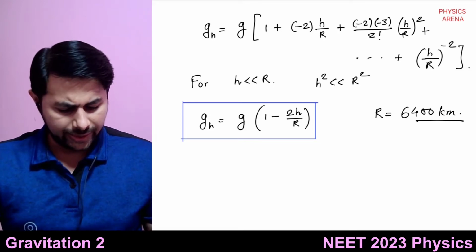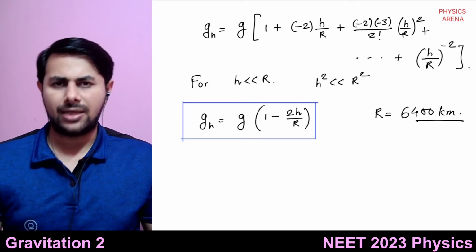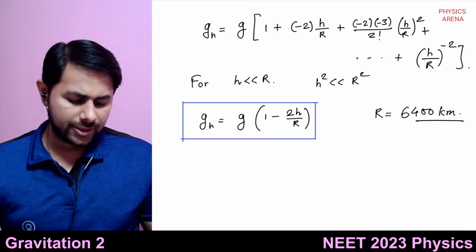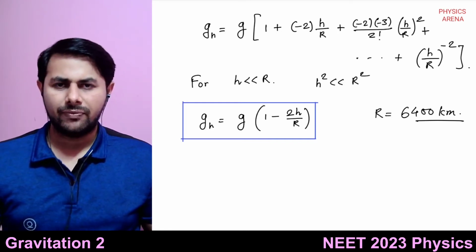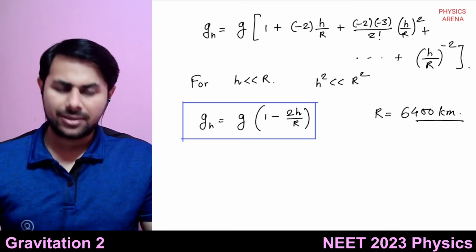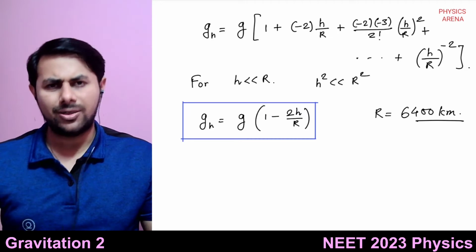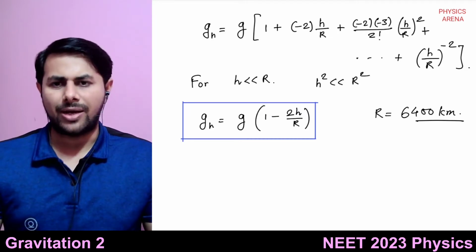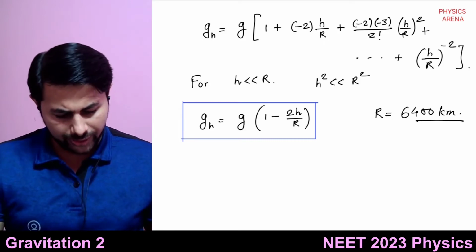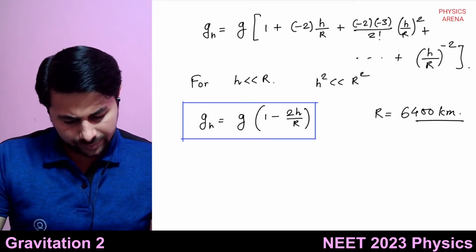Okay, so you can say up to 10% of this height, this approximation will give you a correct result. After that it will not be valid, or it will not be a good approximation. So see, you have got two formulae.